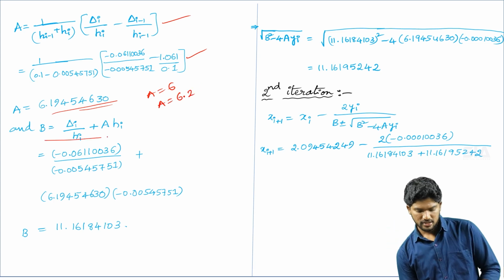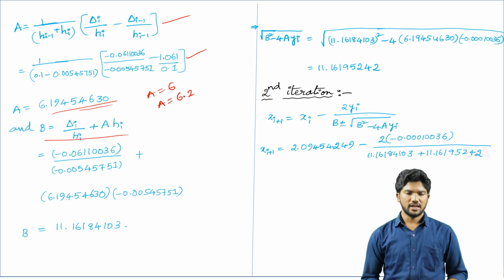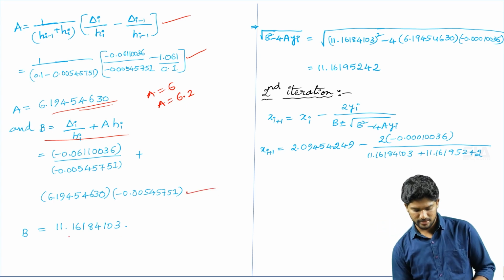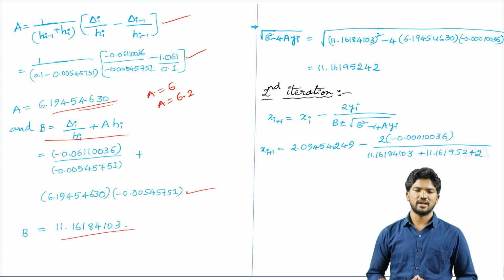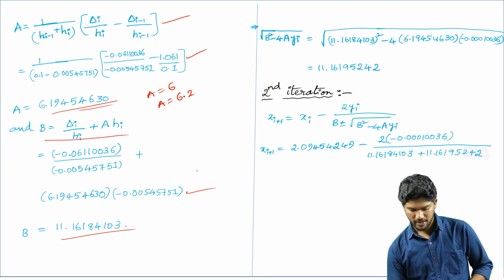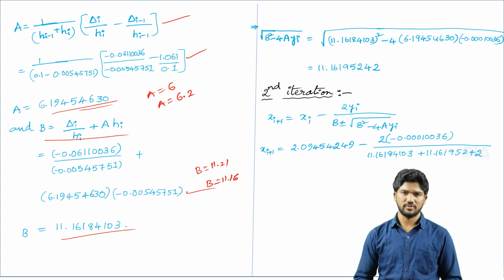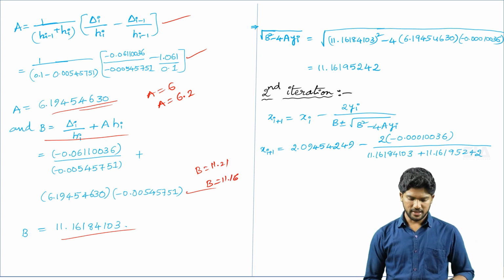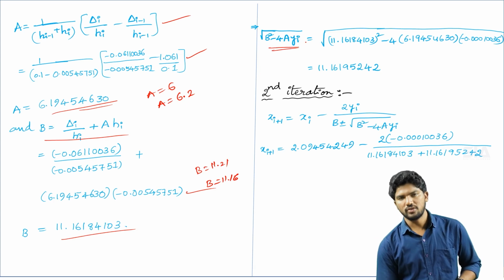Next, write down the capital B equation, substitute the corresponding values and simplify: 11.1618140. Earlier we got capital B is equal to 11.21. Now we get capital B is equal to 11.16. So therefore the value is decreasing here. Now take the square root value.